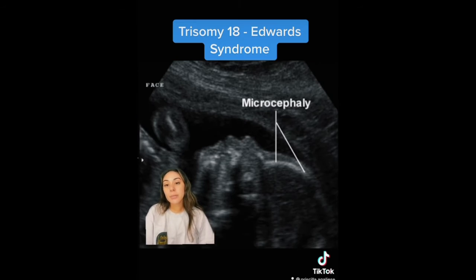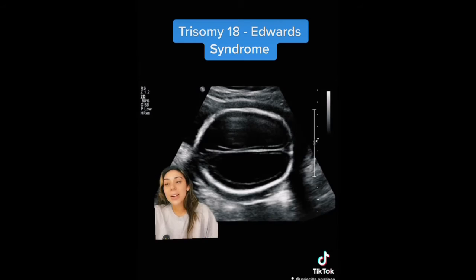Our next one should sound familiar, which is microcephaly. It was apparent in trisomy 13 and it also is in trisomy 18. So basically the head circumference is smaller than normal. Our next one is hydrocephalus, which is an abnormal accumulation of CSF in the ventricles.